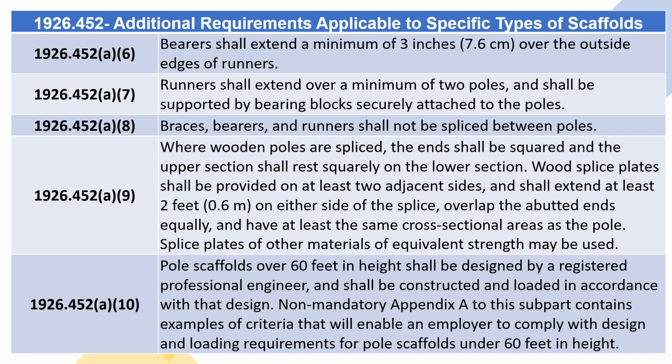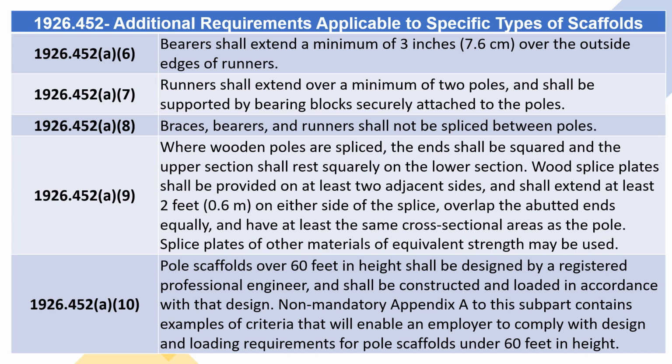1926.452 A9. Where wooden poles are spliced, the ends shall be squared and the upper section shall rest squarely on the lower section. Wood splice plates shall be provided on at least 2 adjacent sides, and shall extend at least 2 feet (0.6 meters) on either side of the splice, overlap the abutted ends equally, and have at least the same cross-sectional areas as the pole. Splice plates of other materials of equivalent strength may be used.